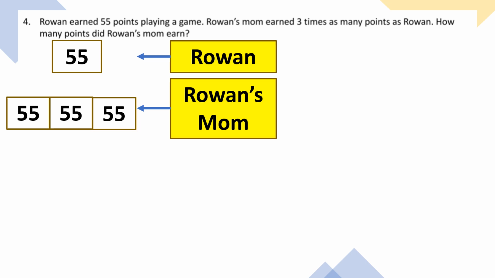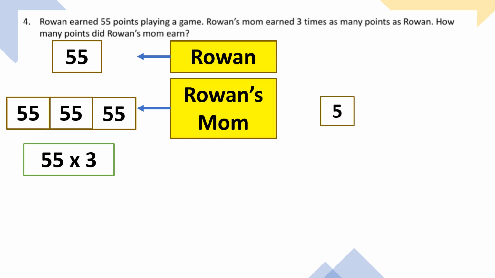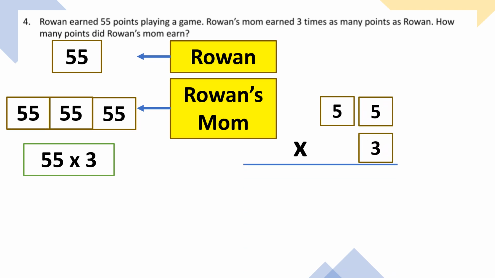Okay. Now the question is, how many points did Rowan's mom earn? Well, how can I write 3 55s as an equation? So I could say 55 plus 55 plus 55, or I could write it as 55 times 3. And now we need to solve. So we write it vertically, 55 times 3.